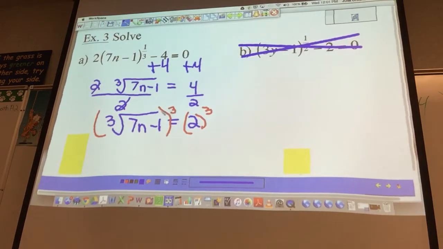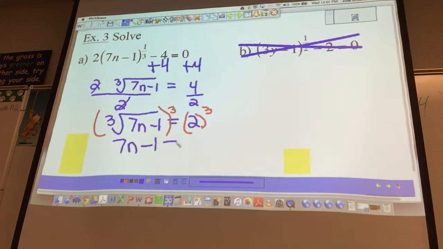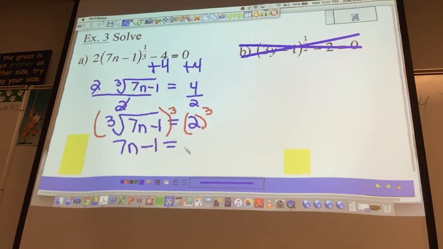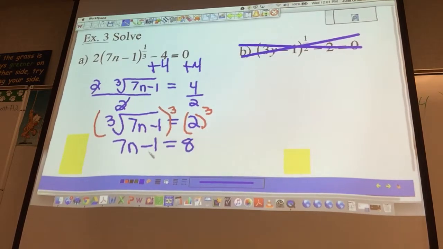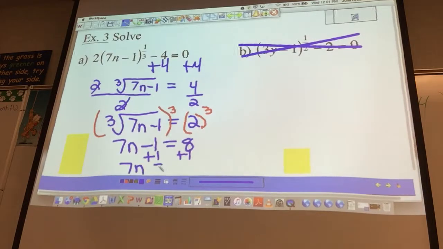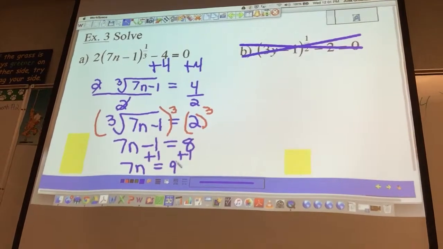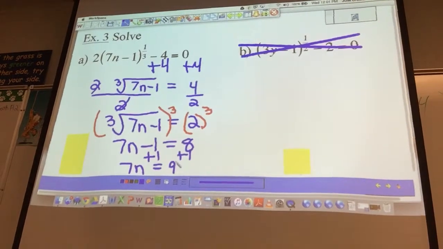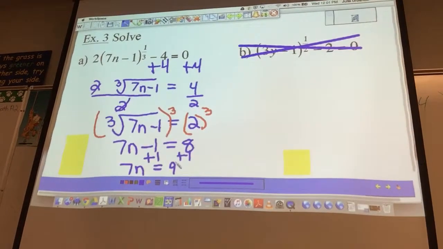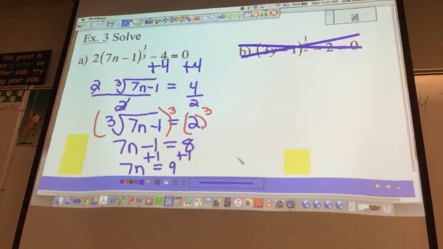Do the opposite of the root so that those can cancel each other out and leave you with 7n minus 1 equals 8. And then we add 1 to both sides. 7n equals 9. And then we have to still get n by itself. So we have to divide both sides by 7, and n equals 9 over 7.